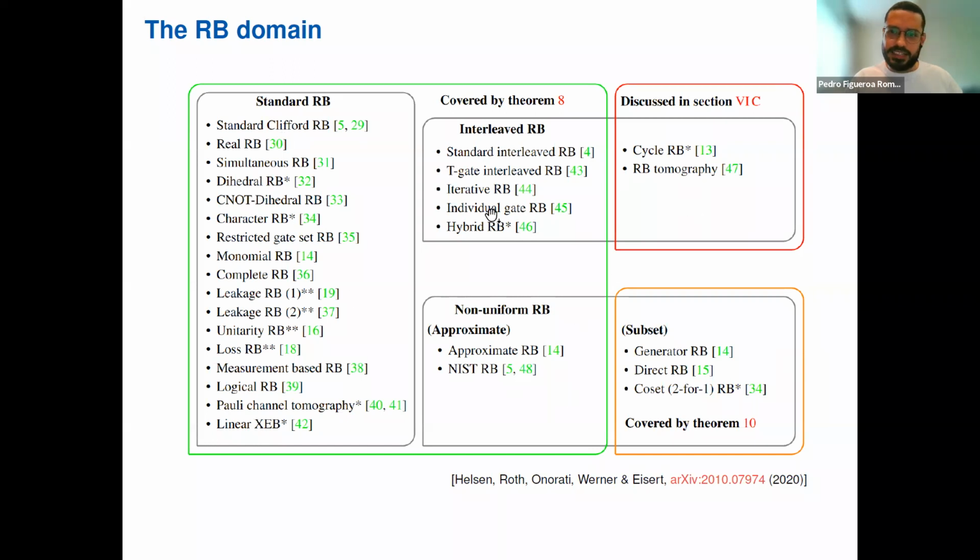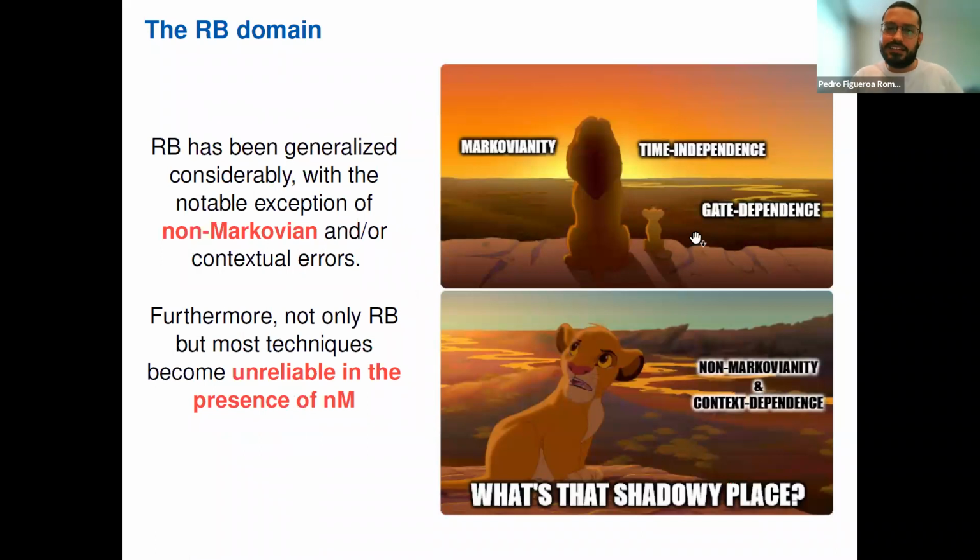You can do things very tailored to very specific purposes within the technique of RB. Now, all of this is nice and good in a lot of generality, but even if a lot of these techniques don't say it explicitly, almost all of them start by assuming Markovianity. And even more, if they assume time independence and gate independence of the errors, things become at least simple analytically.